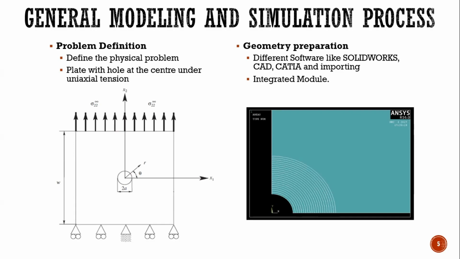Let's take an example to understand this process: a basic example of a plate with a hole at the center, under uniaxial loading, uniaxial tension. The first step is to prepare a geometry. For that we can employ modeling software such as SolidWorks, CAD, CATIA, and then import that geometry inside the finite element packages and solve it. We do that because sometimes our geometry is very complex.